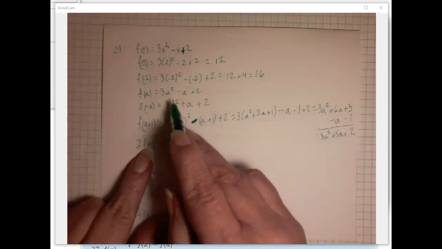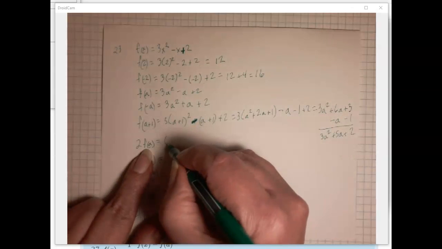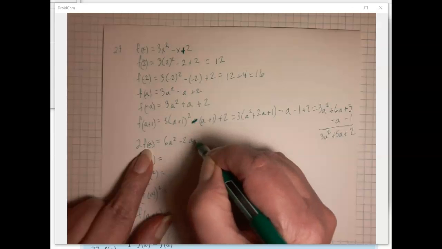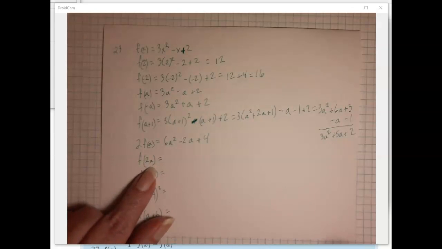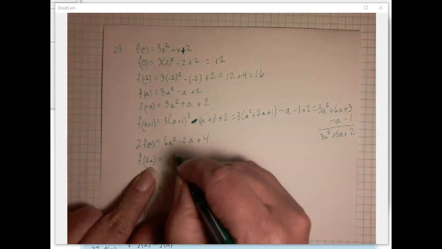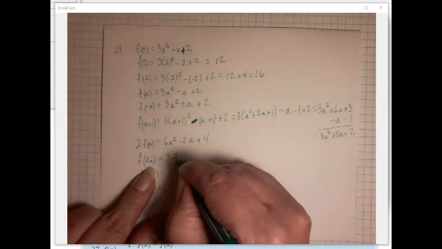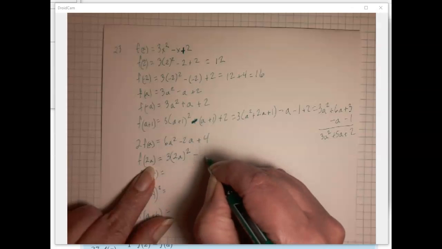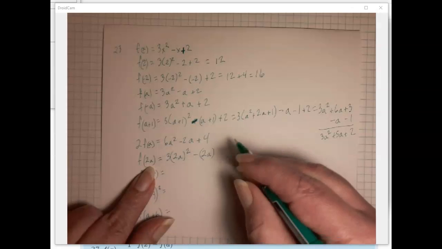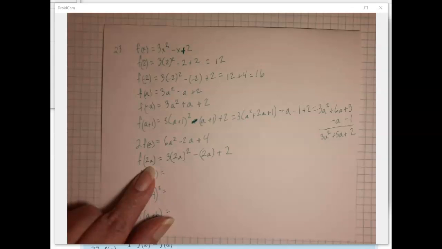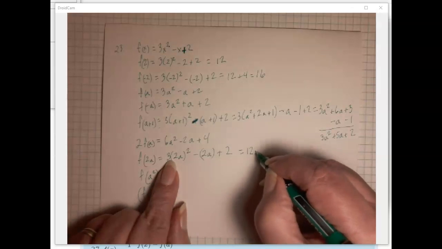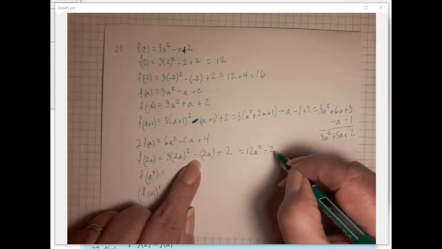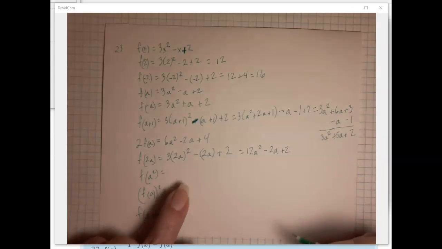2f of a means I'm just going to multiply this by 2, so I'll get 6a squared minus 2a plus 4. These are very straightforward, very simple, so don't try to overwork them. Putting 2a in, everywhere I got an x, I'm going to put 2a. So I'm going to write out all the steps I'd put in. I might skip some of these on my own, but it just means put 2a everywhere you see an x. So I'd have 2 squared is 4 times 3 is 12, a squared minus 2a plus 2, and I'm done.